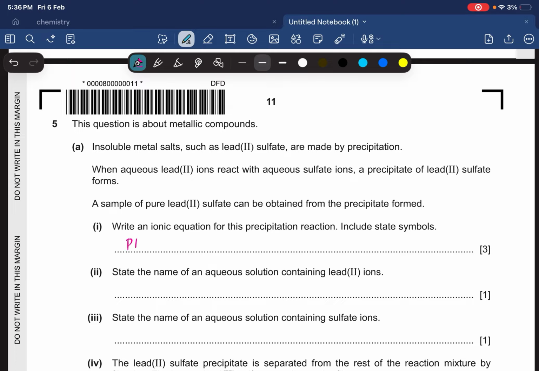So you have lead ions, which are Pb2+ ions, and they should be aqueous, because we take soluble salts. Then you should have sulfate ions, which should also be aqueous. Then you're going to form lead sulfate, PbSO4, which is going to be a solid because that's a precipitate being formed.